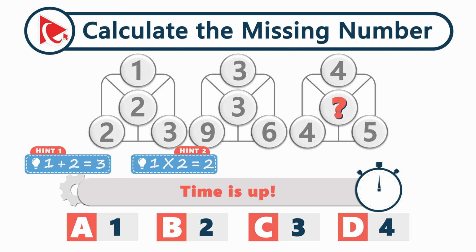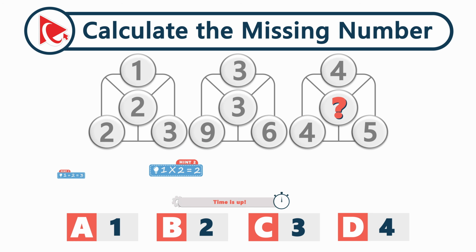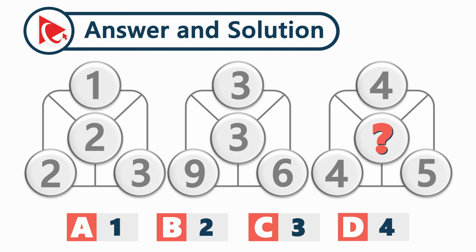Time's up. Do you have your answer ready? I hope so, because the pattern in this question could not be any simpler. Let me show you the first element of this pattern. 1 plus 2 equals 3. And then for the bottom number on the left, 1 multiplied by 2 equals 2.